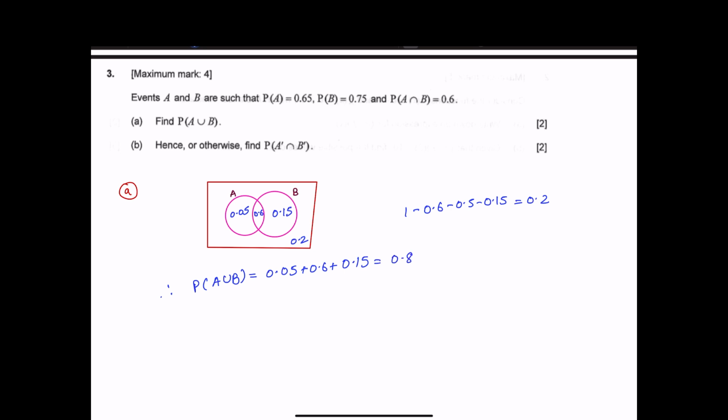This is P of A union B. Now we have to find P of A prime intersection B prime. Now P of A prime, if I just want to draw another Venn diagram, let's try to understand which part they are talking about. This is A, this is B. A prime means everything other than A. So this red area is A prime.